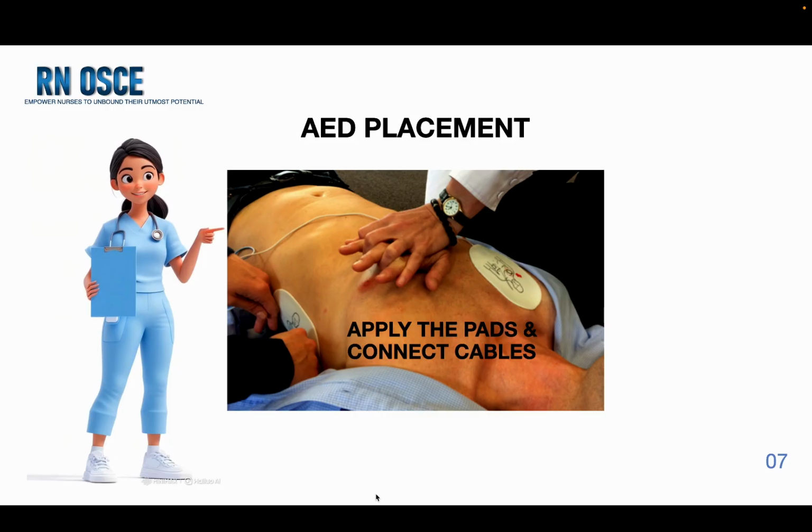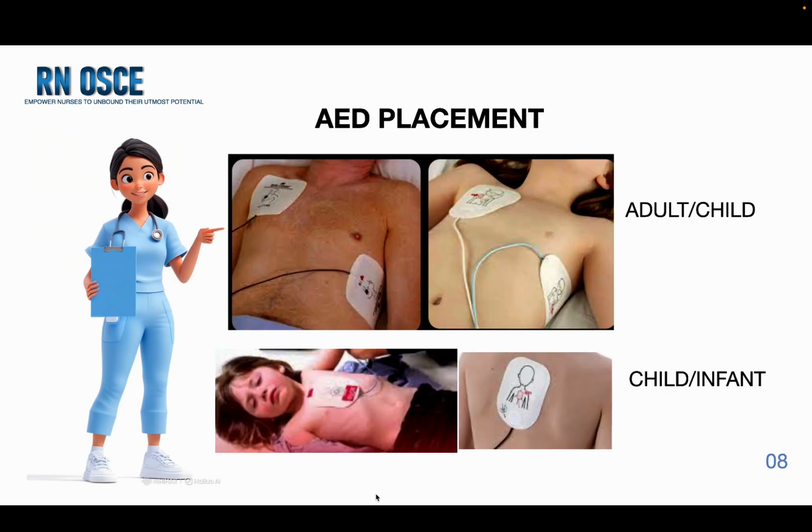So you are supposed to place one pad just below the right collarbone and the other on the left side of the chest about 6 to 8 cm below the armpit. In case of children, pads can be placed in the same position, or one pad in the center of the chest and the other on the back between the shoulder blades.